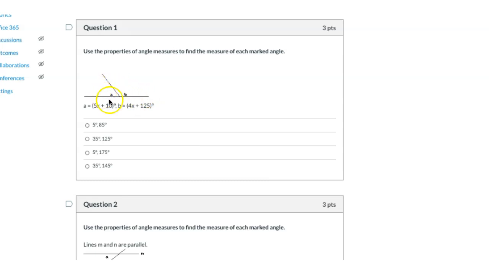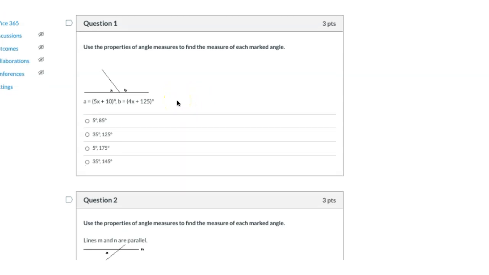So the way that you solve it is you take these two expressions, the 5x plus 10 and the 4x plus 125, you add them together, and then you set it equal to 180, and then you solve the resulting equation. Alright, so that's how you solve question number 1.